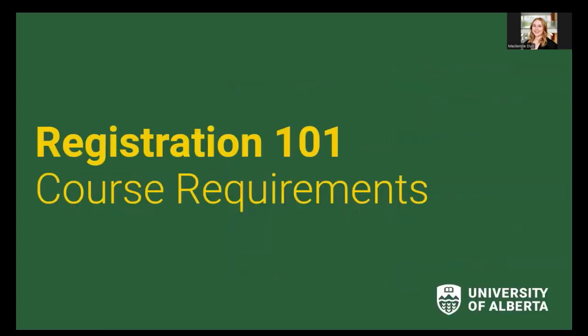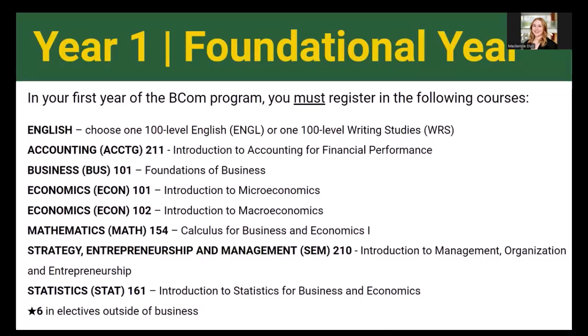Now we're going to be moving on to the course requirements for the Bachelor of Commerce program. In your first year of the Bachelor of Commerce program, or the BCom program, you must register in the following courses: a 100 level English or a 100 level Writing Studies course, Accounting 211, Business 101, Economics 101, and Economics 102, Mathematics 154, Strategy, Entrepreneurship, and Management 210, Statistics 161, plus 6 credits or 6 units in electives outside of business.